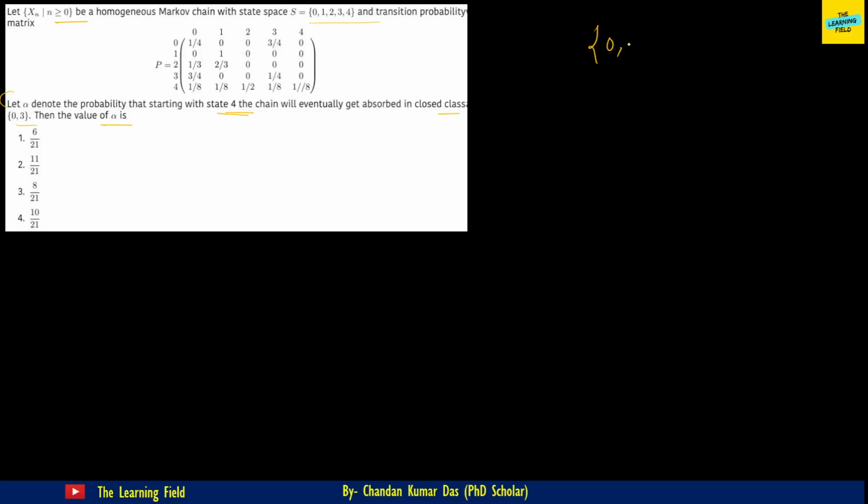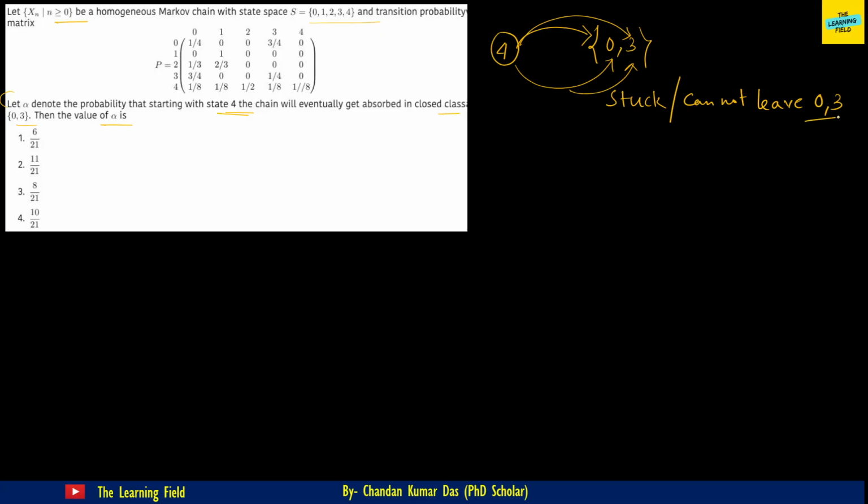So that means we start from state 4 and go to either state 0 or state 3, and whatever the time, if the Markov chain goes to 0 or 3, then it is stuck there; it cannot leave state 0 or state 3. We start from state 4.